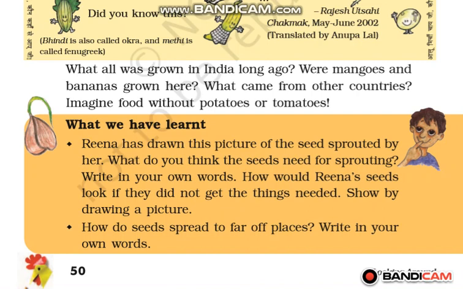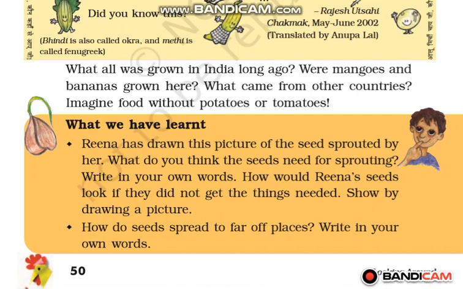How do seeds spread to far off places? Write in your own words. This question you have to do in your notebook. How do seeds spread to far off places? Seeds spread to far off places with different methods. Five methods I have told you: by air, by water, by animals, by explosion and by human beings.